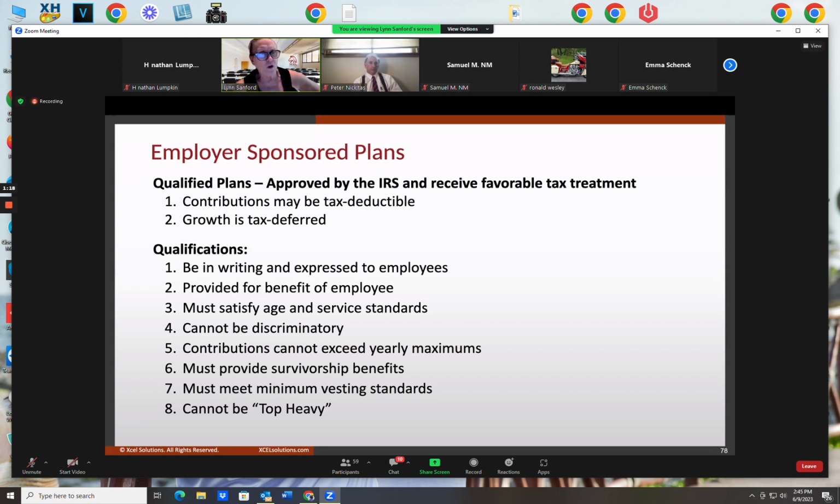Qualifications for qualified plans is that the plan must be in writing and expressed to employees that are about to participate in it. Once you reach 21 and you've satisfied 1 year's worth of service for that employer, that plan administrator has to send you documents inviting you to join. You don't have to join if you don't want to, but it's going to be one of the best ways you can ever save for your retirement. So get started as soon as you possibly can.